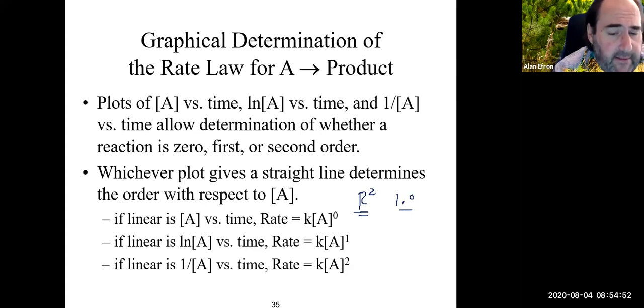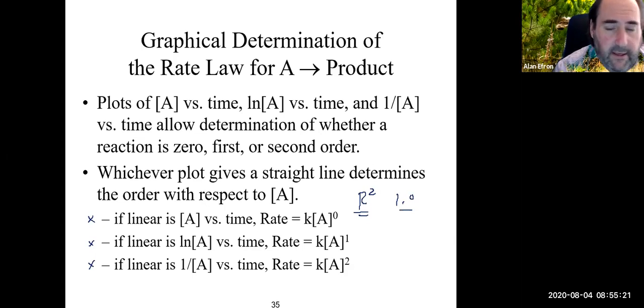That's sometimes how people, when they use the graphical approach, look at the graphs they did for each of these. They do the best fit line, they get the linear regression, and they look at the R² value. The one that has an R² value closest to 1 would be the most linear and would also tell you the order of that particular reaction, through graphical purposes. Any questions on that?